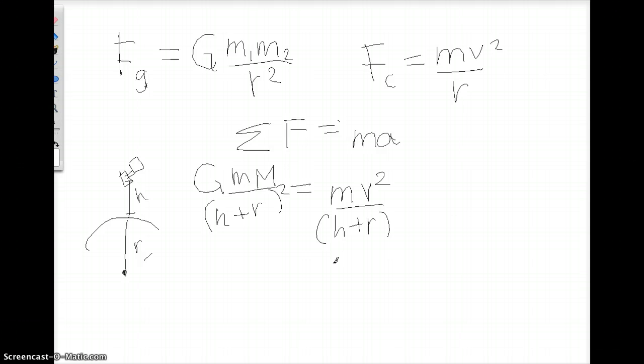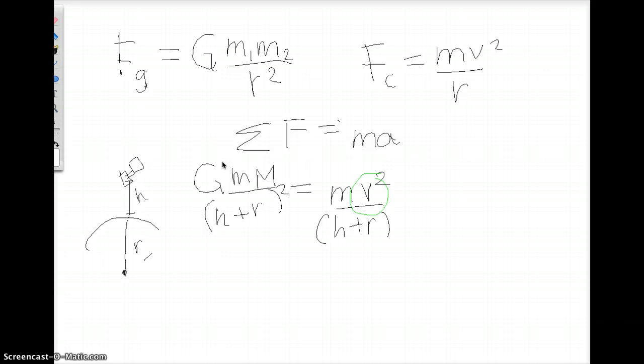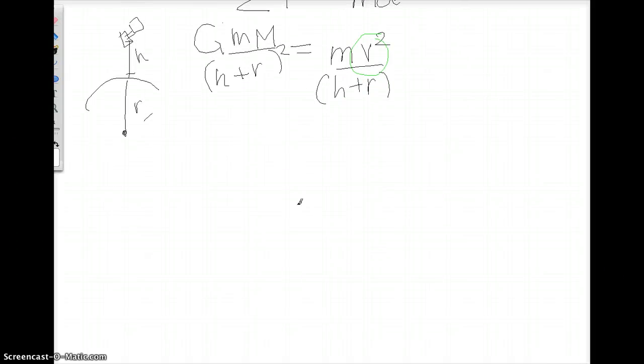And the problem is asking for us to create an expression for the velocity of the satellite. So we're trying to solve for this v variable, this thing right here. So at this point we need to practice our algebra. And I won't talk through that, but I'll show you the final answer here.